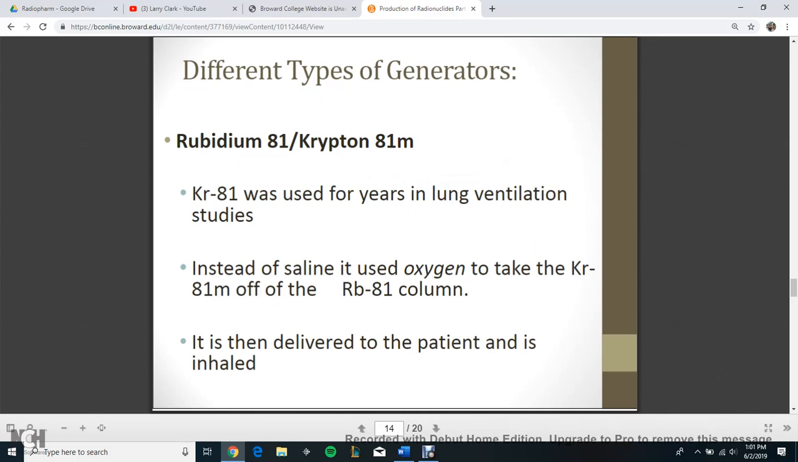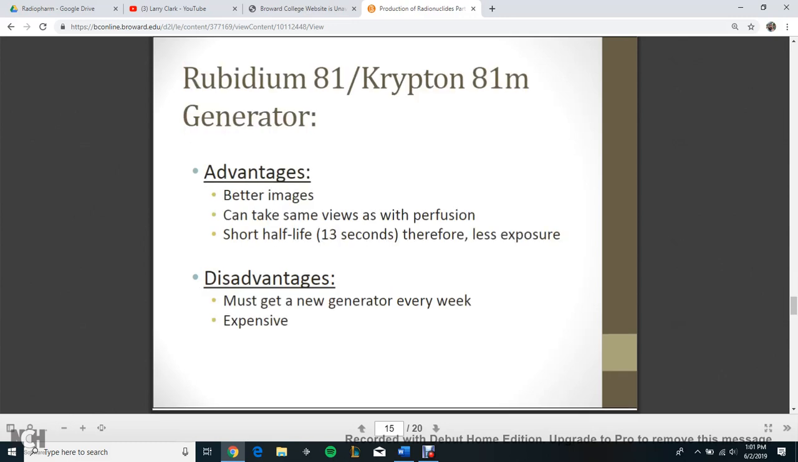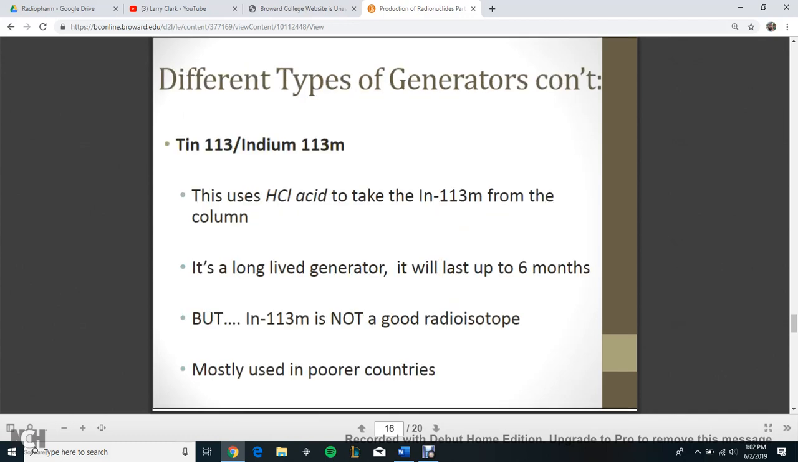Different types of generators. Rubidium to krypton. Krypton-81 was used for years in lung ventilation studies. Instead of saline, it used oxygen to take the krypton off of the rubidium column. It was then delivered to the patient and inhaled. Generator advantages: better images, and it can take the same views as with perfusion. It has a short half-life of 13 seconds, therefore less exposure. Disadvantages: you must get a new generator every week, and it was very expensive.